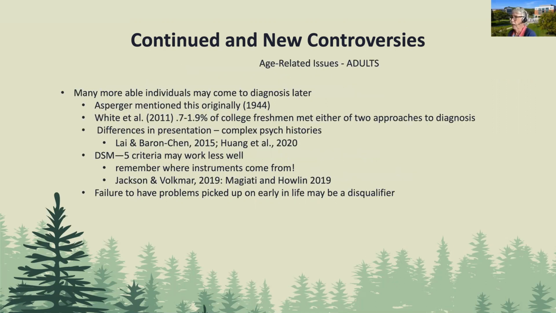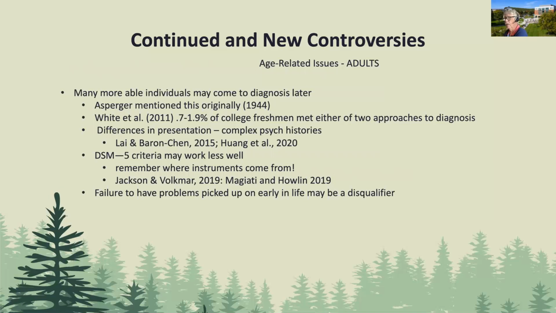Age-related issues in adults. Well, it's interesting, as Asperger first pointed out, many fathers in his sample had problems similar to their son. And many individuals, as we know, come to diagnosis rather later. I mentioned the Sue White study showing that a certain percent of college freshmen had either of 2 approaches to a diagnosis of autism. There clearly are complex differences in presentation.